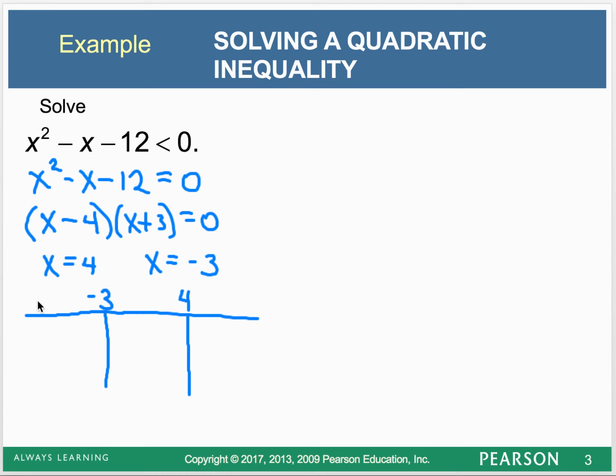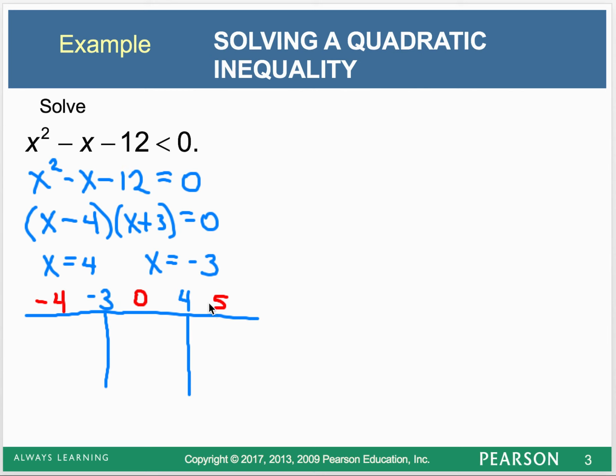So let's just say a number less than -3. Let's choose the easiest one on that side, -4. A number in between -3 and 4. The easiest one is 0. And a number bigger than 4. The easiest one is 5. I could put 300 over here, but it's just easier to work with little numbers. And anytime I can plug in a 0, that's easier. Okay, so these are my test values.